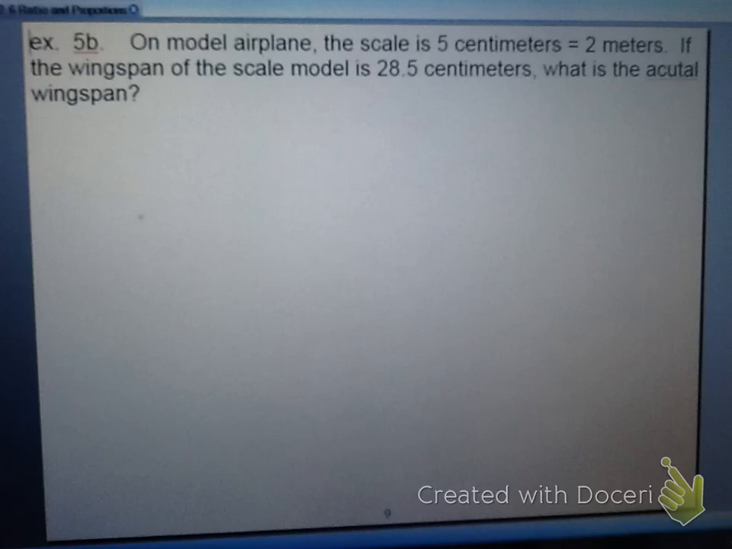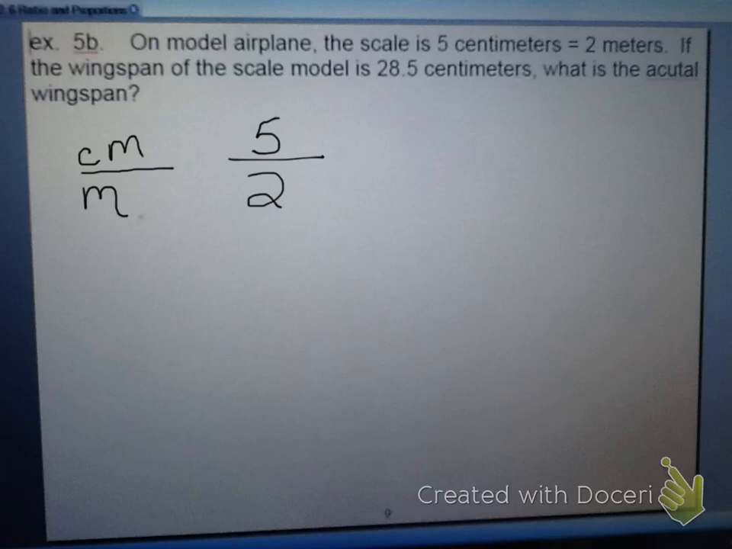Example 5b. On a model airplane, the scale is 5 centimeters is equal to 2 meters. If the wingspan of the scale model is 28.5 centimeters, what is the actual wingspan? So we have the scale is centimeters, and the actual model is meters. So the scale is 5 centimeters over the actual 2 meters.